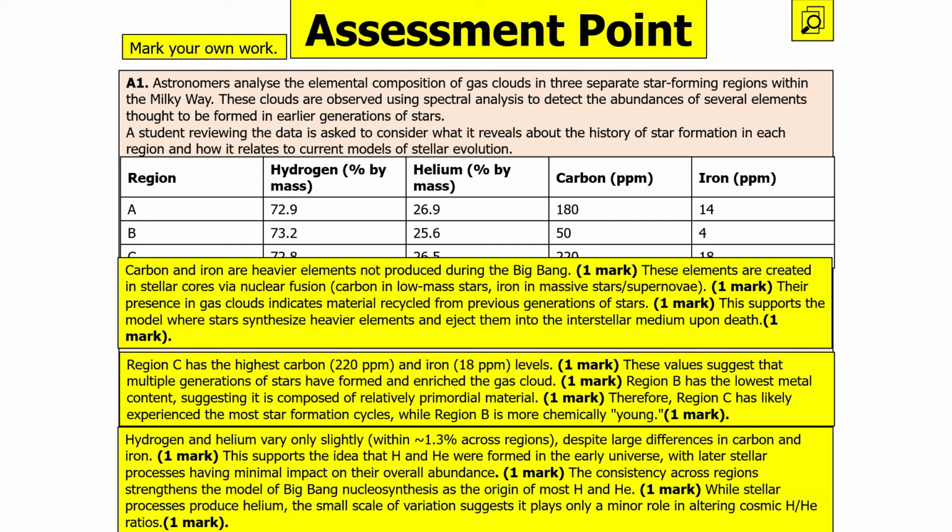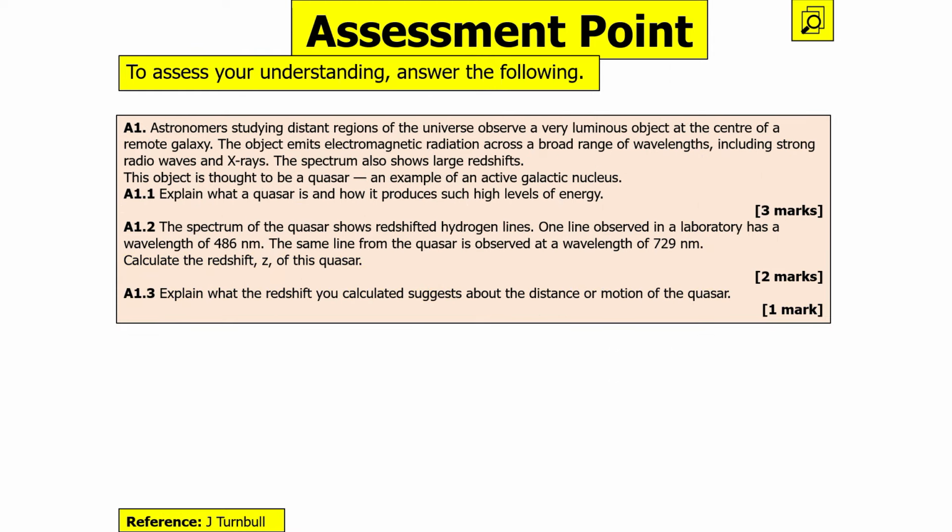Astronomers studying distant regions of the universe observe a very luminous object at the centre of a remote galaxy. The object emits electromagnetic radiation across a broad range of wavelengths, including strong radio waves and X-rays. The spectrum also shows large redshifts. This object is thought to be a quasar, an example of an active galactic nucleus. Explain what a quasar is and how it produces such high energy levels.